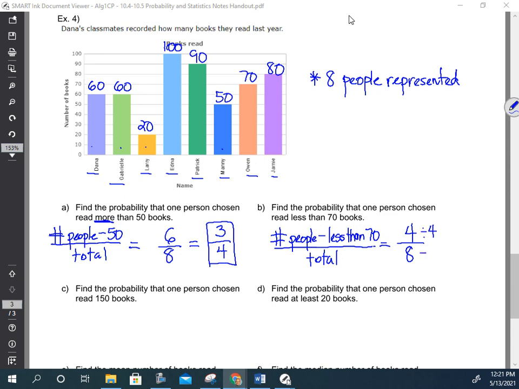And that reduces. Make sure you reduce, otherwise IXL will mark you wrong. Any questions on A or B? You want IXL to mark you wrong? Be my guest.